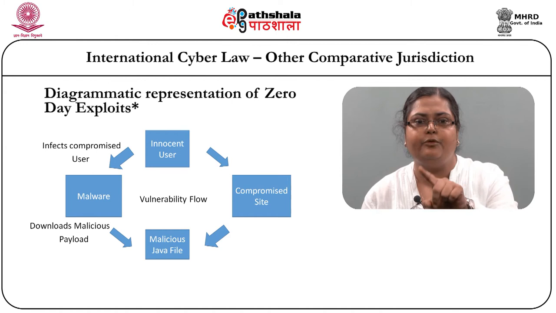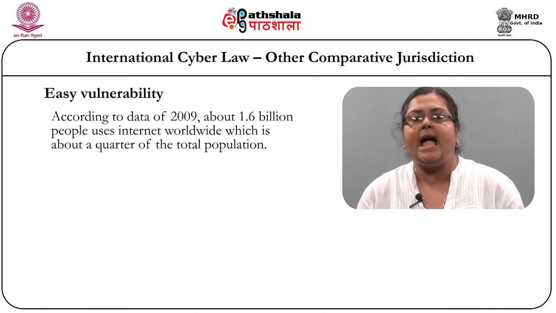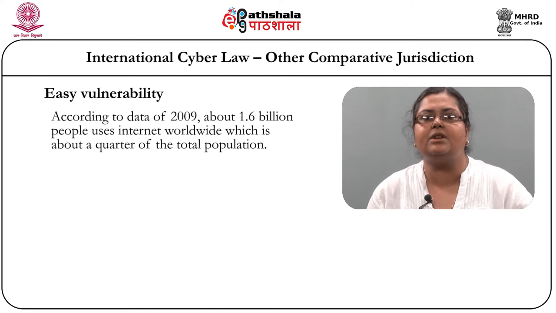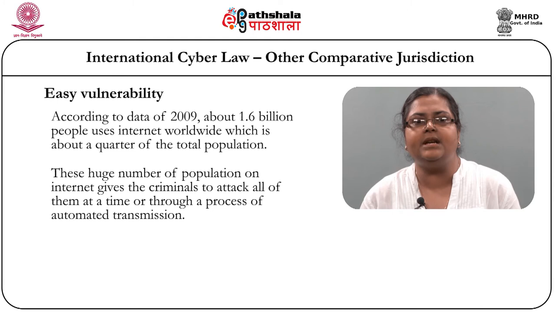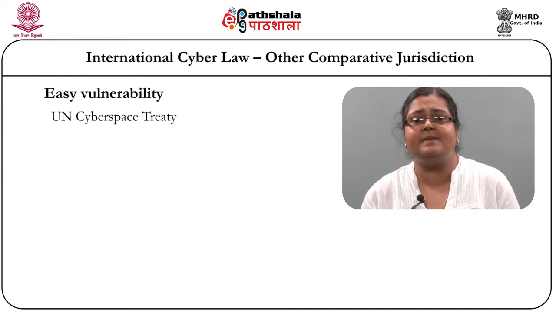So, special challenges related to cyber crime. Easy vulnerability. According to the data of 2009, about 1.6 billion people use the internet worldwide, which is about a quarter of the total population. This huge number of people on the internet gives criminals the chance to attack all of them at a time through a process of automated transmission. Day by day, telecommunication technology is getting easier to use. Our life is very much comfortable and easier. Obviously, at the same time, it has become easier for the offender as well.